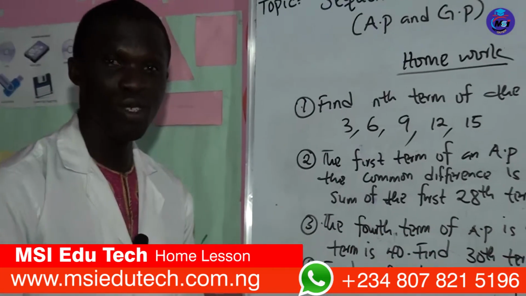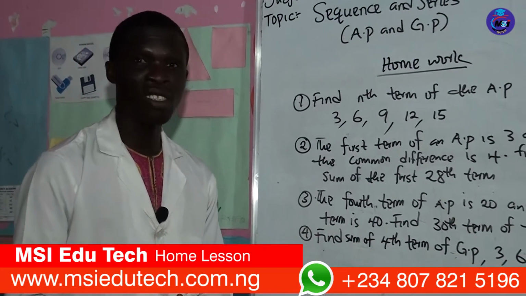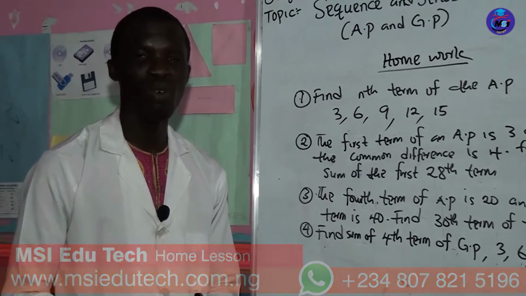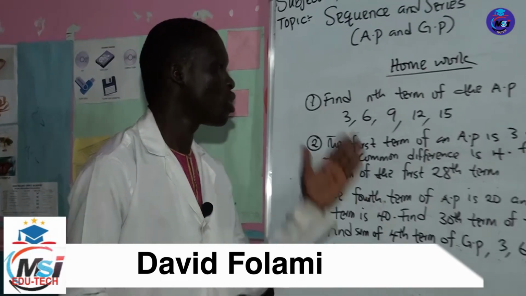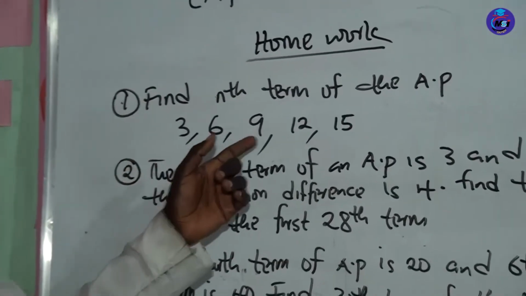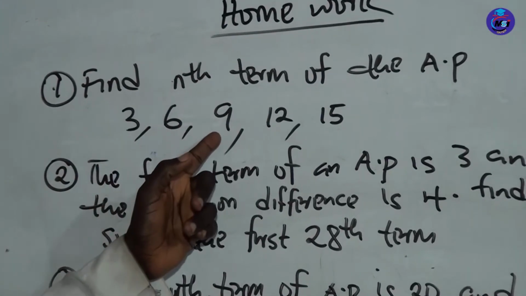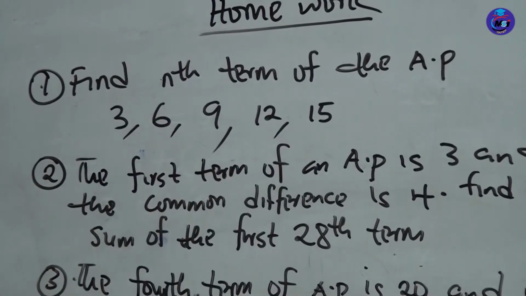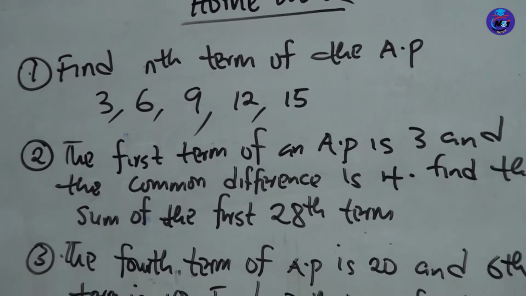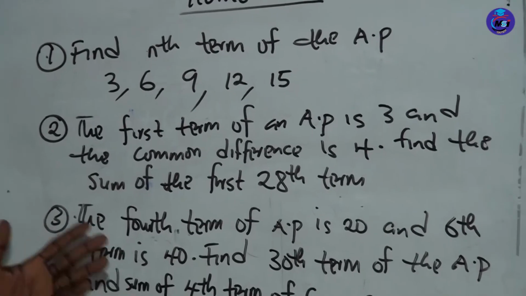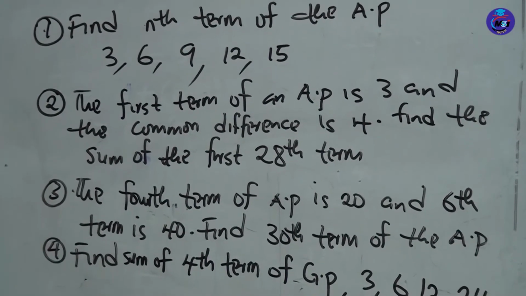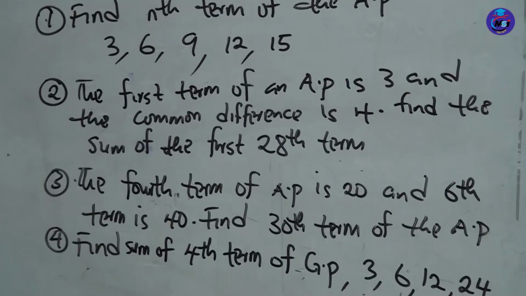Before we leave this class, let me give you something to keep you busy until we meet next class. This is homework for you, and this is just the first homework in module 1 for senior secondary school. Number 1, find the nth term of the AP: 3, 6, 9, 12, and 15. Number 2, the first term of an AP is 3, and the common difference is 4. Find the sum of the first 28 terms. I believe you can do that.